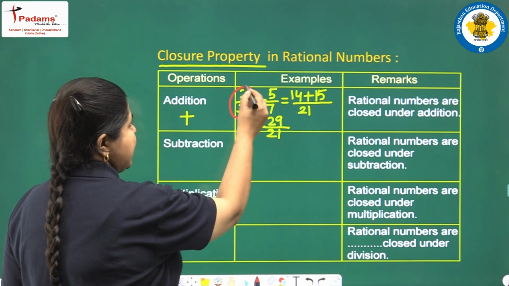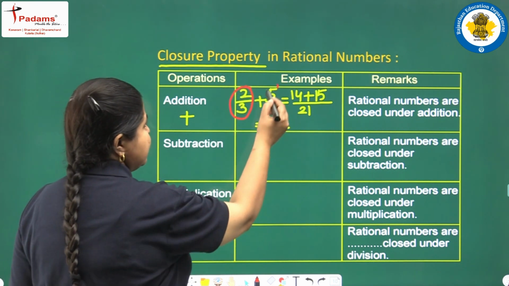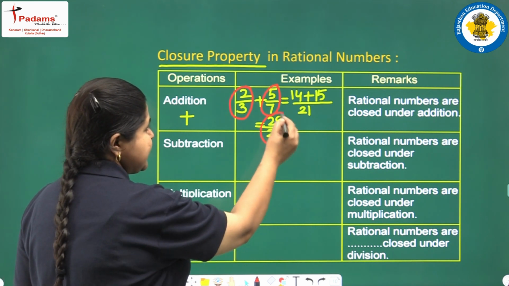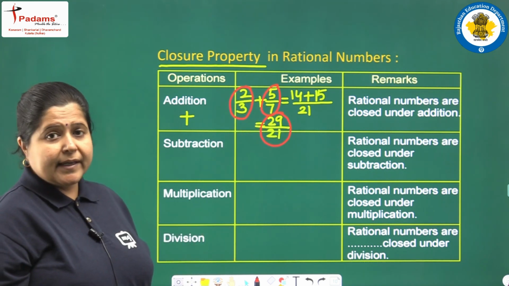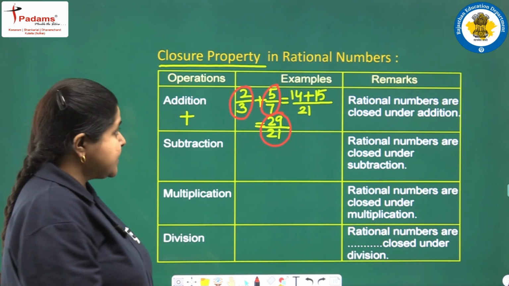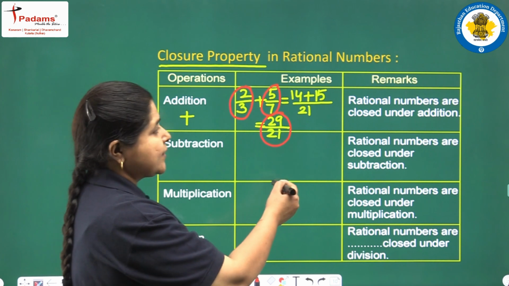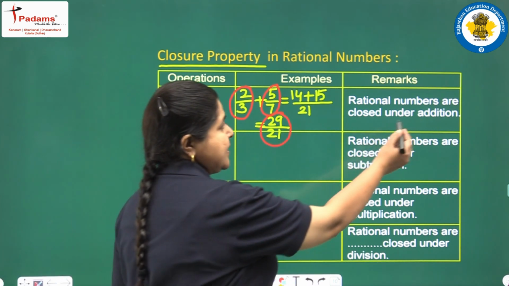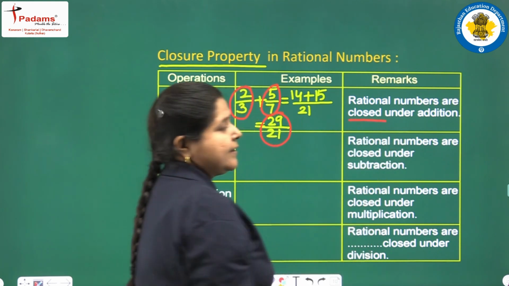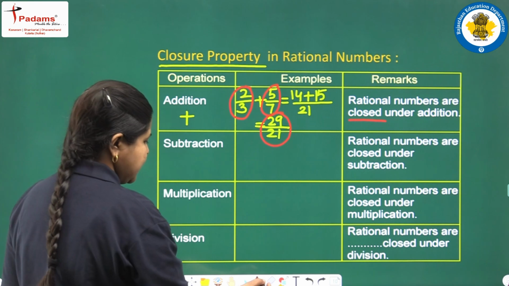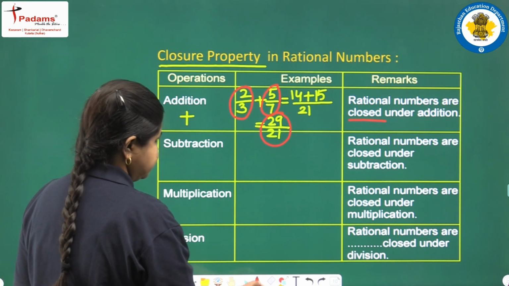2 by 3 is a rational number, 5 by 7 is a rational number, and the answer that we got, 29 by 21, is also a rational number. Therefore, this operation addition is closed for rational numbers, or we can say rational numbers are closed under addition. Is it clear to you? Then we come on to the subtraction part.